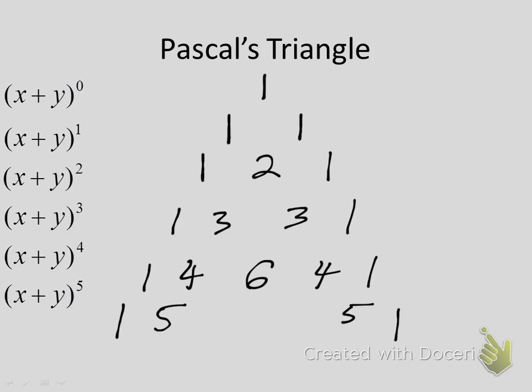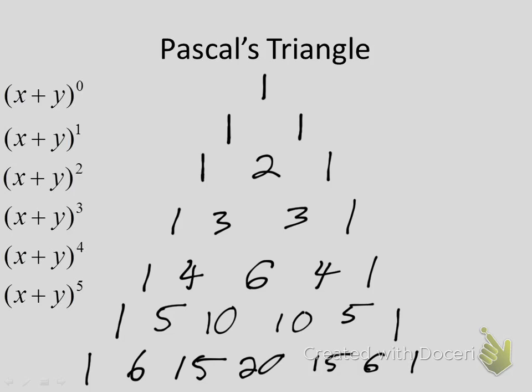One of them is 10. Which one, Megan? The left one that's left or the right one that's left? Right one. She says the right one that's left is 10. Anybody got the left one? I'll help you out. It is also 10. Okay. I'm going to give you the last row, the 6. Okay, ready? It's 1, 6, 15, 20, 15, 6, and 1.